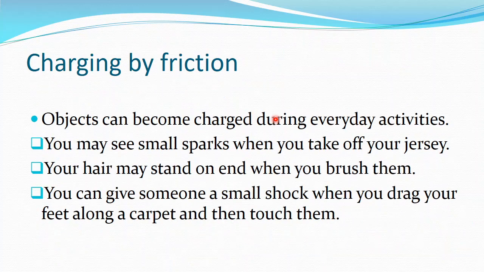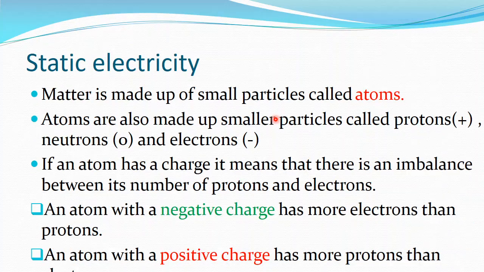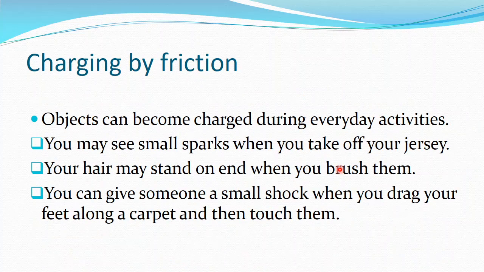So, what we have talked about today: we talked about atoms in general. They are made up of smaller particles, protons, neutrons, and electrons. We also talked about their charges, and that for an atom to be charged, there must be an imbalance between the numbers of protons and electrons. We also talked about friction that happens in our daily activities, which leads to objects being charged.